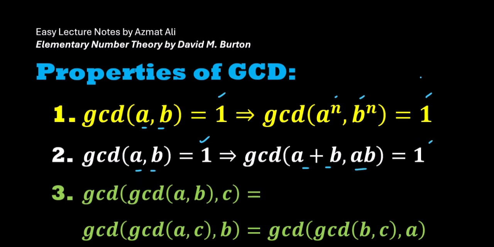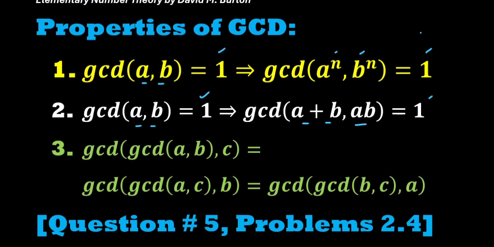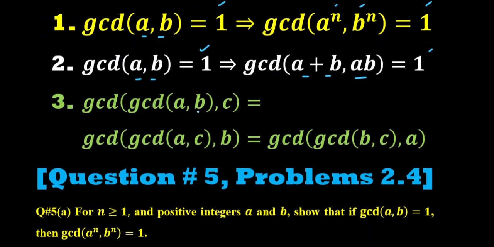And the third one is the associative property of GCD of three integers A, B and C. This property says if you find GCD of three integers pairwise, like firstly you find GCD of A and B, and then again find the GCD of this with C, then the final GCD will be the same as GCD of AC with B, GCD of BC with A. All these three GCDs are equal.